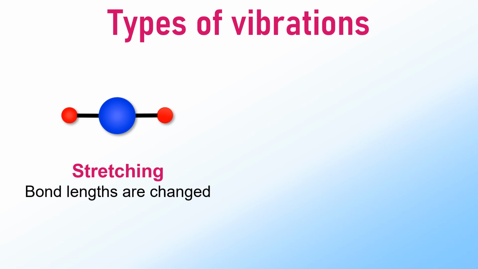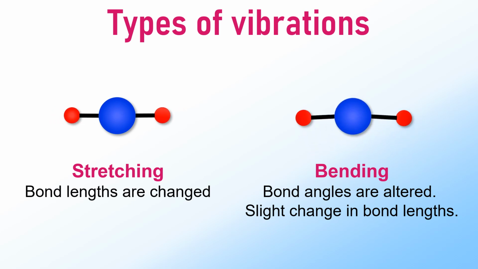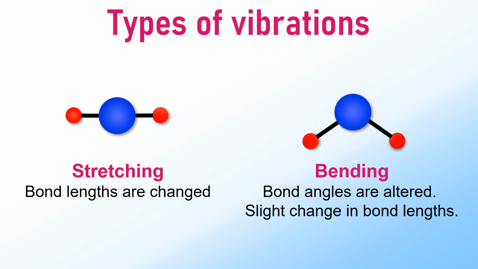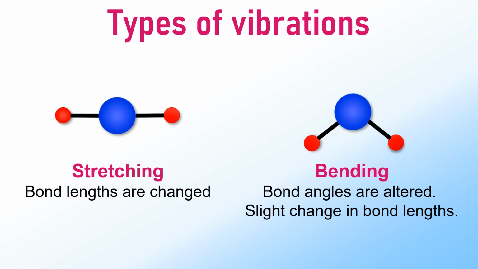The molecular vibrations are broadly classified into two types, stretching and bending. Stretching involves a change in bond length without affecting the bond angle. Bending, on the other hand, results in a change in the bond angle. It is important to remember that during bending vibrations, there may be slight adjustments in bond lengths to maintain the center of mass of molecules. Both stretching and bending vibrations are further divided into specific categories, which we will explore in more detail.